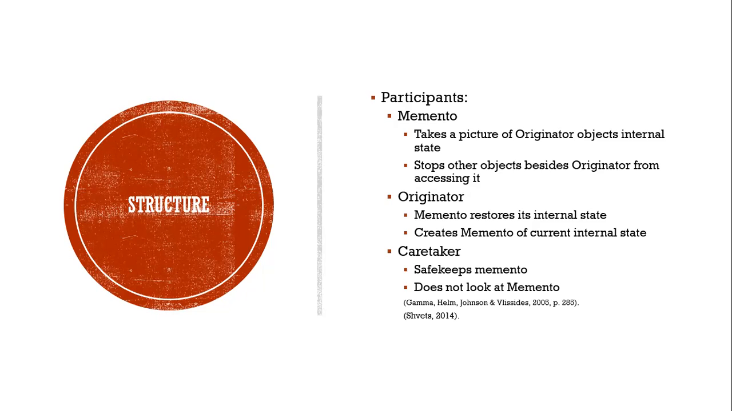The participants of the Memento design pattern are the Memento class, which takes a picture of the originator object's internal state and stops other objects besides the originator from accessing it. You see the originator class. Memento restores the originator class's internal state, and the originator class also creates a memento of its current internal state. Finally, you have the caretaker, which safekeeps mementos, but does not look at the memento class.